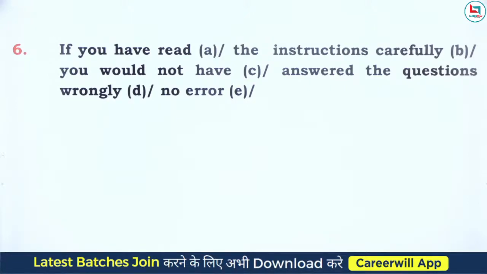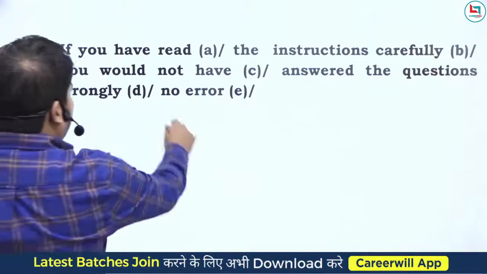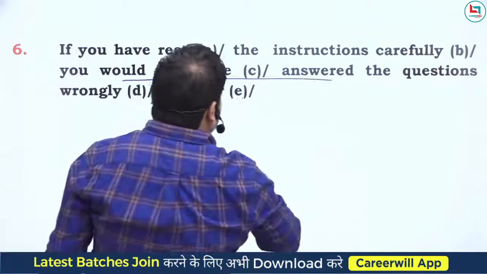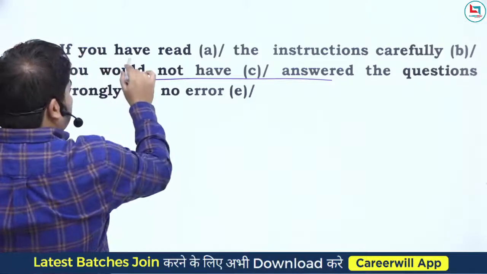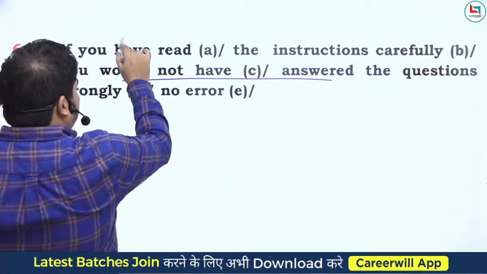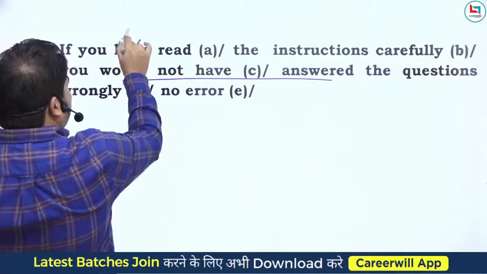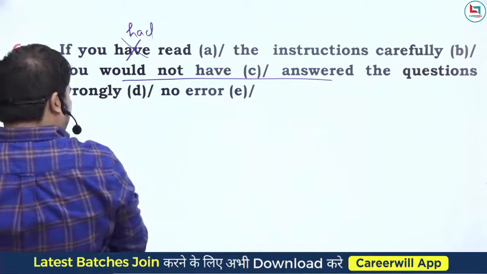If you have read, that is again incorrect, would not have. This is type 3. Type 3 means what? The if clause should be written in past perfect, and in past perfect we don't use have, it should be had. If you had read.